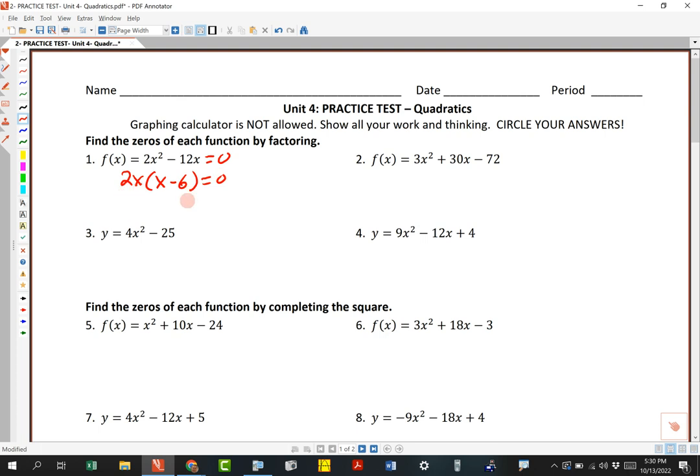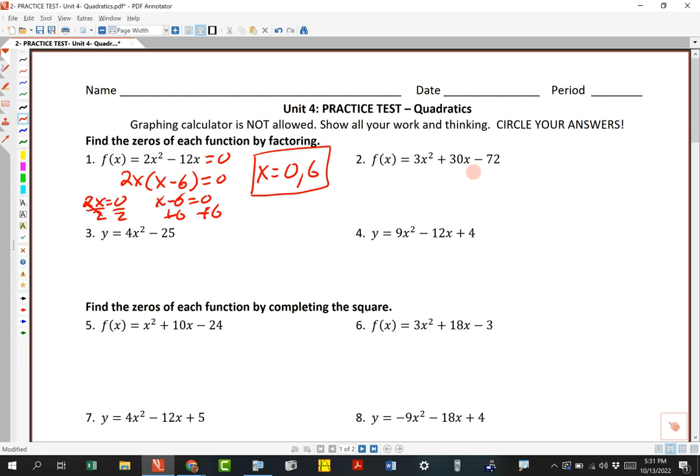So one or both of these factors have to be 0. So 2x is going to equal 0, or x minus 6 is going to equal 0. So if I divide by 2, I end up with x equals 0, and I'm just going to write that off to the side here. And then I'm going to add 6 to both sides on this one. So we get x equals 6 for that one. So I'm just going to go ahead and circle the two of those and set those off to the side. That's the answer on that one. Then we're going to take a look at this one.